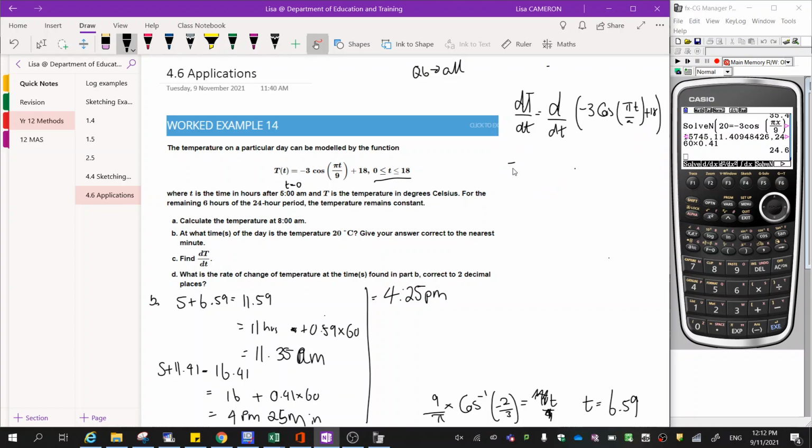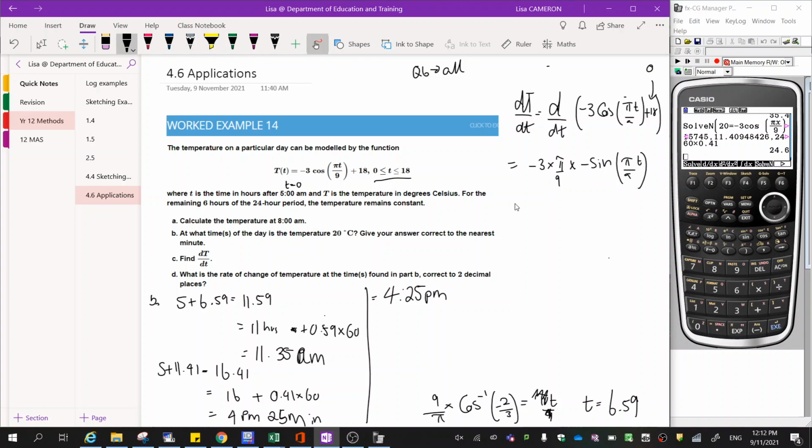Okay, so when I take the derivative of this function here, negative 3 is going to be at the front, multiplying the derivative of cos pi t over 9, and then plus 18 doesn't have any t's to give us. So when I take the derivative of this term here, I just get 0. So that part vanishes. So now I'm going to take the derivative of the inside of this bracket, because we're essentially applying chain rule here. So the derivative of the inside of this bracket will give me pi on 9, multiplied by cos will turn into minus sine, and then I put it back.